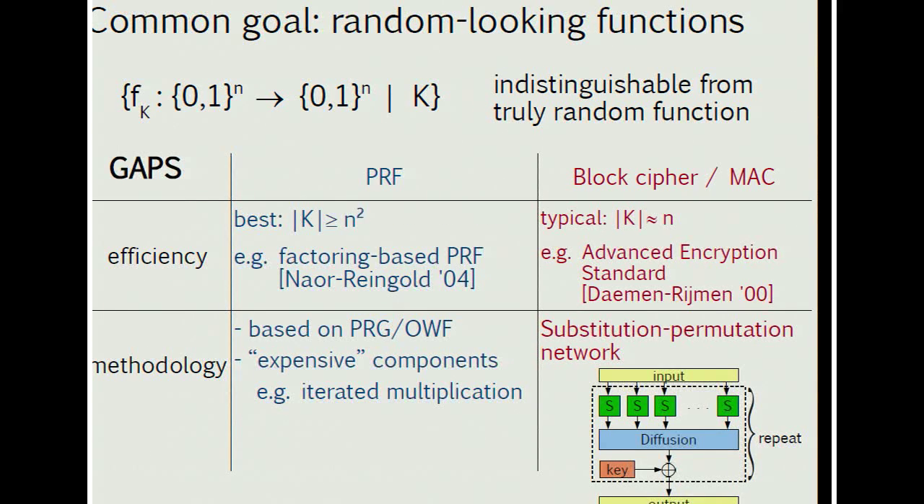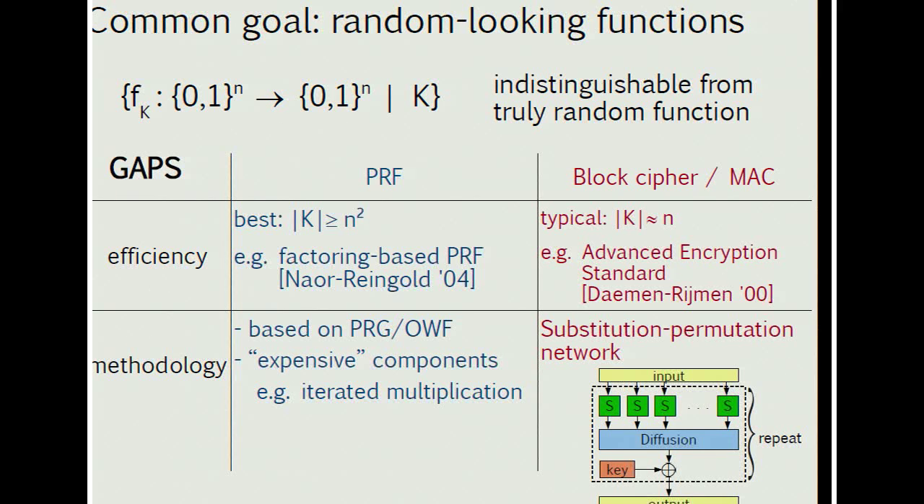Okay, so let's look a bit more closely at the gap with these types of constructions. There are two aspects of the gap that I want to focus on. One is the key length k, and specifically its relation to the input length n. In pseudorandom functions, all known constructions based on complexity-theoretic assumptions have a key length which is at least quadratic in the input length.